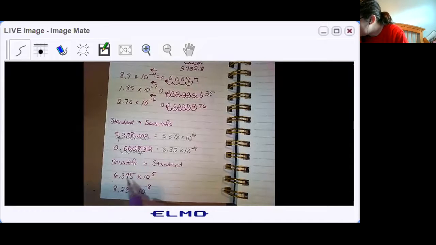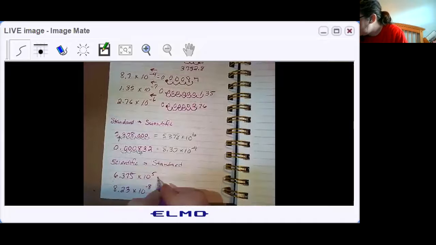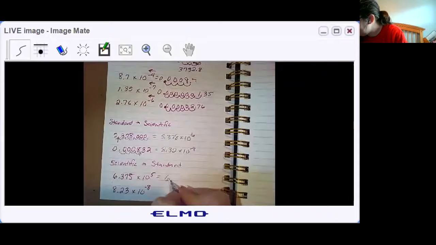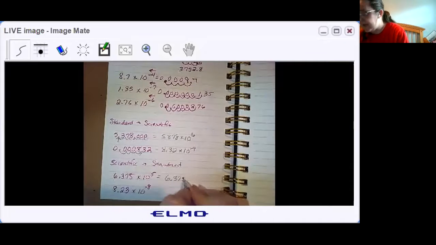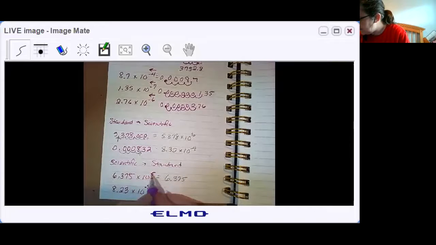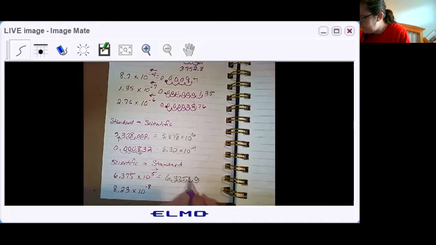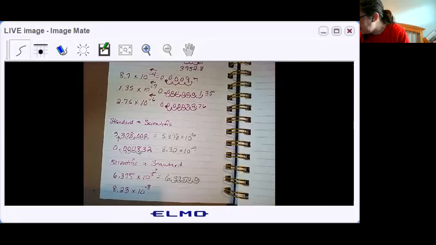All right. Let's look at the next one, 6.375 times 10 to the 5th. I'm going from scientific to standard. So I start out with my number. It's a positive exponent on my power of 10. So I'm taking my decimal to the right. 1, 2, 3, 4, 5 places. So now my answer becomes 637,500.